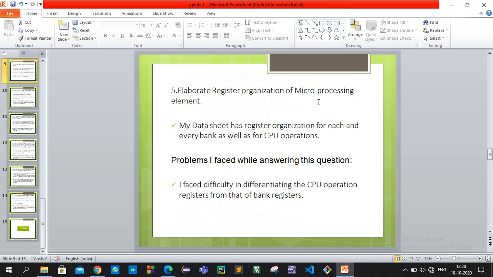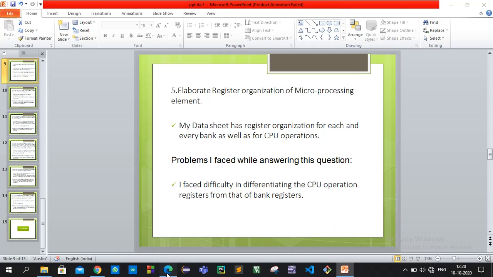Fifth question is to elaborate the register organization of the microprocessing element. My datasheet has register organization for each and every bank as well as CPU operations, but it is very important to differentiate the CPU operating registers from the registers which are for each and every bank, because in our datasheet we'll have many registers related to each and every bank.